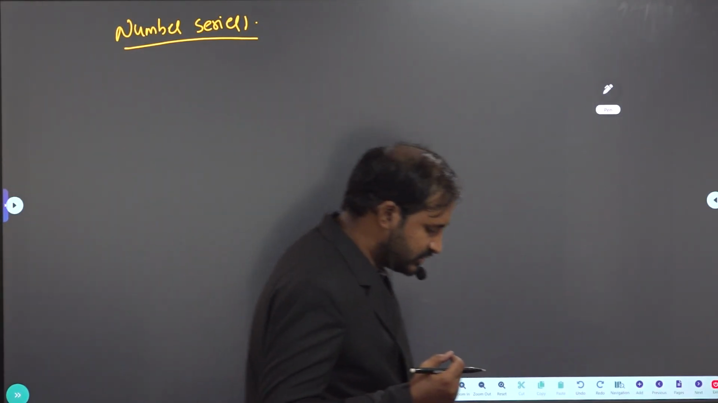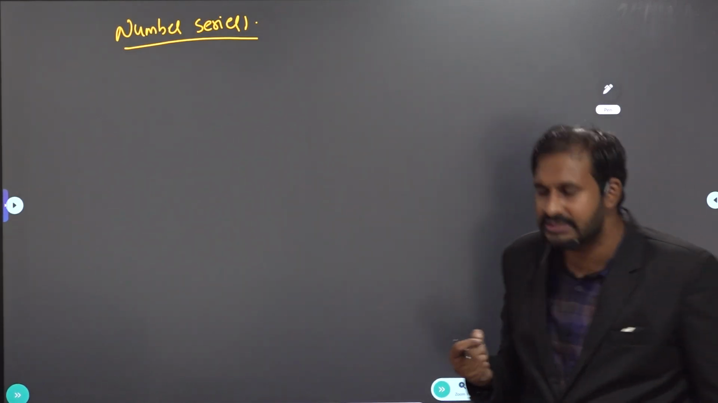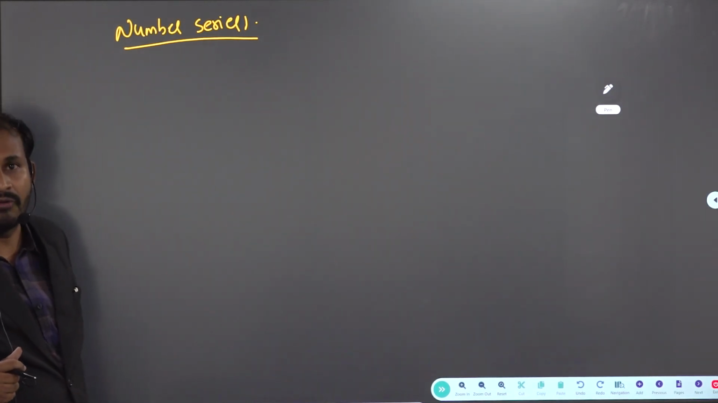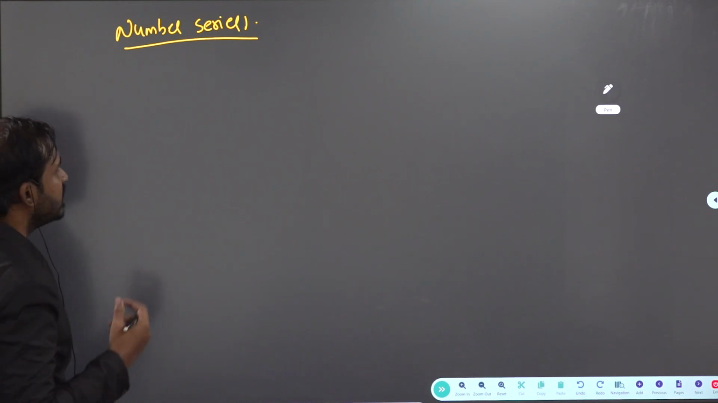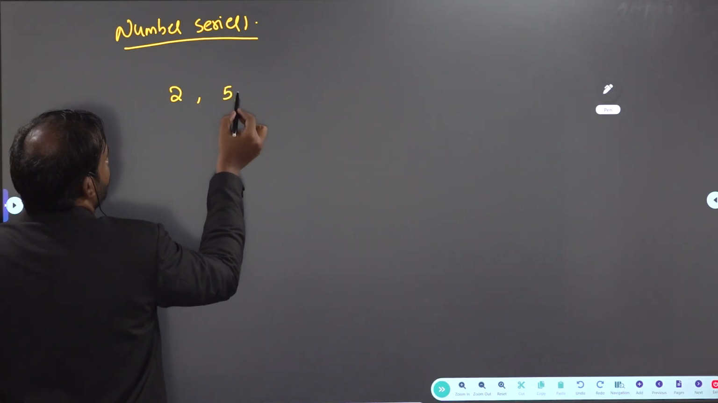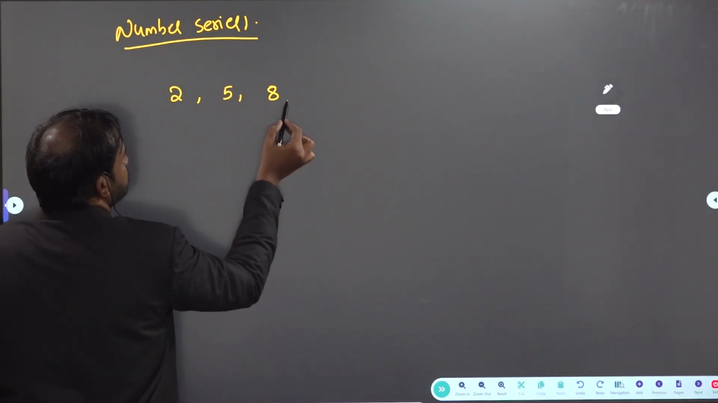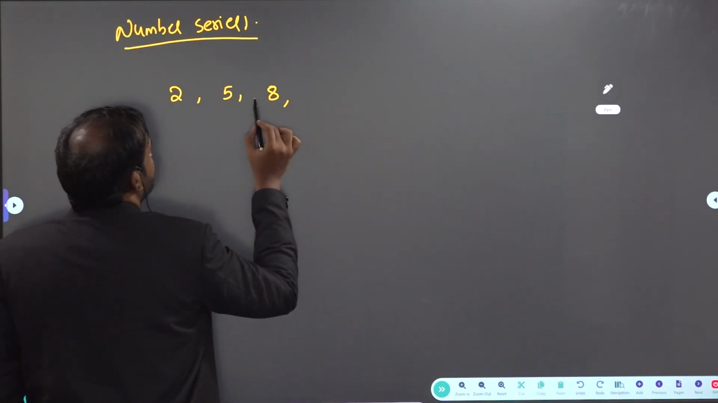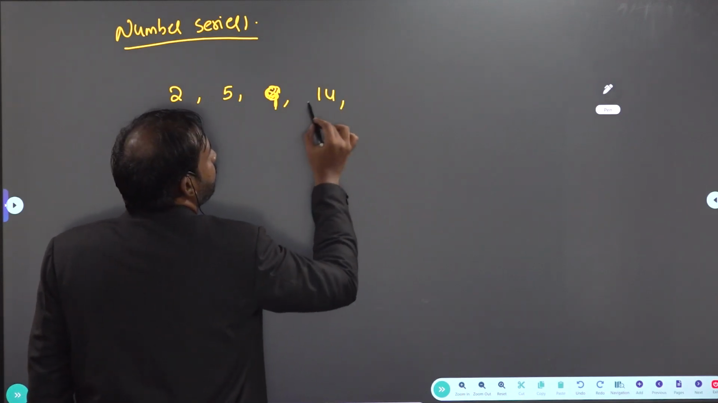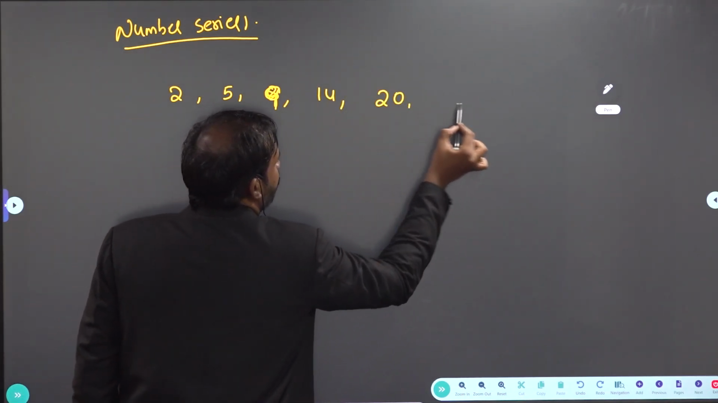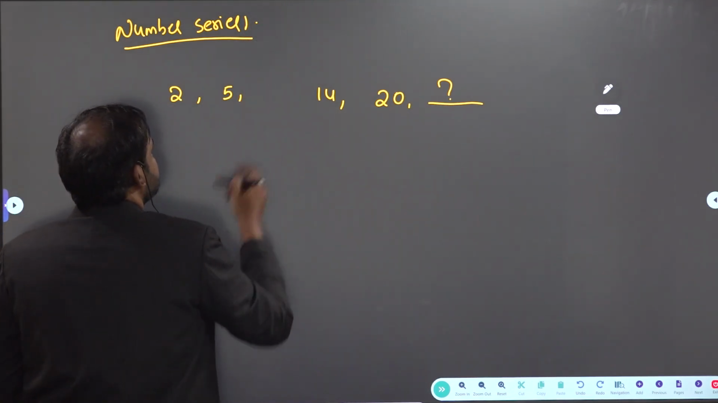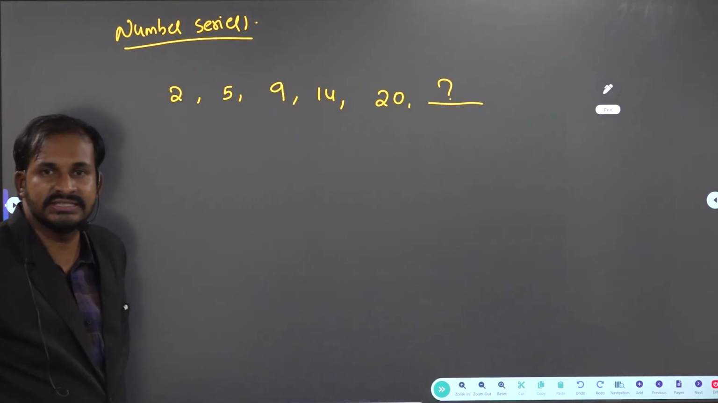What is that basic knowledge to solve the questions from the series concept? Please see here, we should observe the series, how it is progressing. What is meant by this progress, see here. For example, there is a series like this: 2, 5, 9, 14, 20, and what comes next. Please observe this series, students, whether it is an increasing series or decreasing series. Tell me whether it is an increasing series or decreasing series.